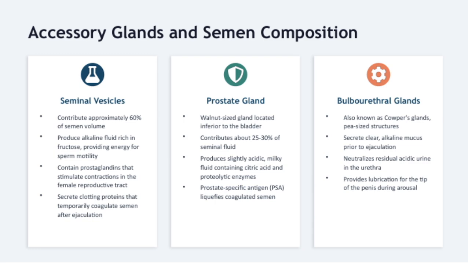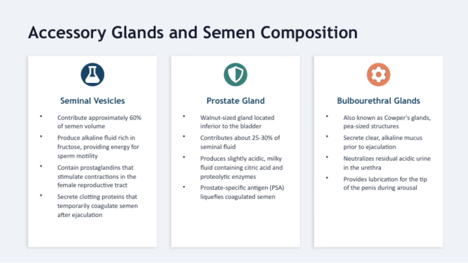Lastly, the seminal vesicles are another set of accessory glands that significantly influence semen composition. They contribute a large portion of the seminal fluid, about 60%, and produce a thick, yellowish fluid rich in fructose. This provides vital energy for the sperm. They also secrete prostaglandins that can stimulate contractions in the female reproductive tract, facilitating sperm transport.